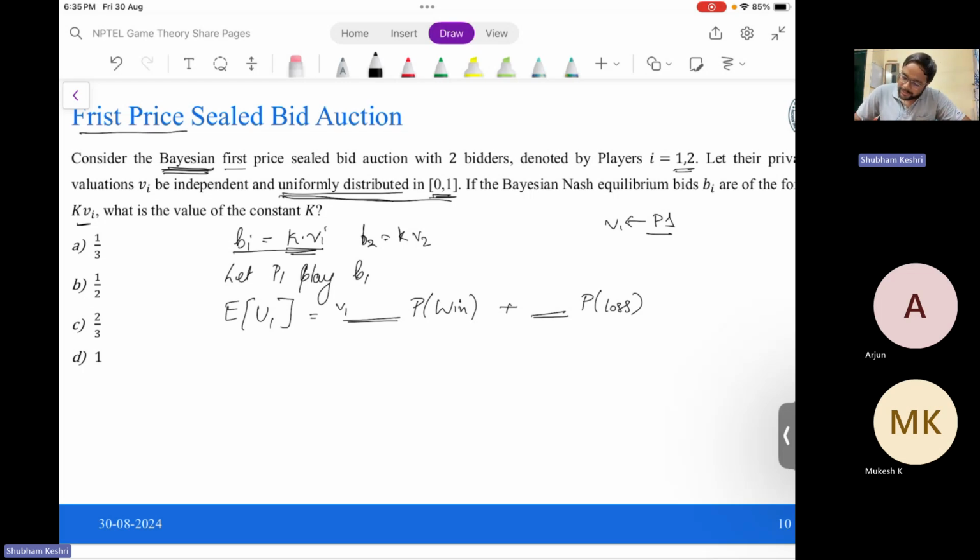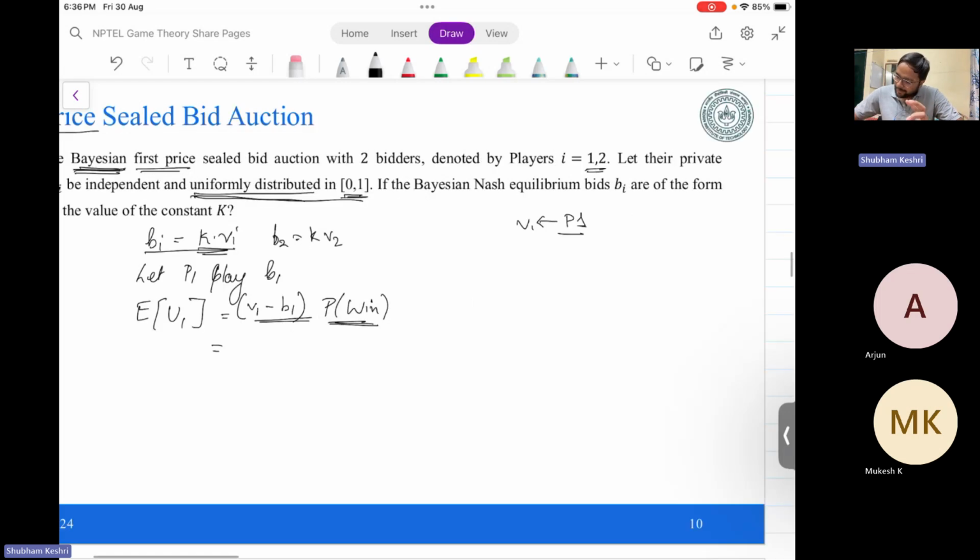And in first prize auction, he pays exactly his own bid. So his bid is B1. So let V1 minus B1 times the probability of win. And if he loses, he gets a utility of 0. So this part just vanishes. So I'll just erase this part. It is of no use for us. Okay. Now, what is the probability of winning?